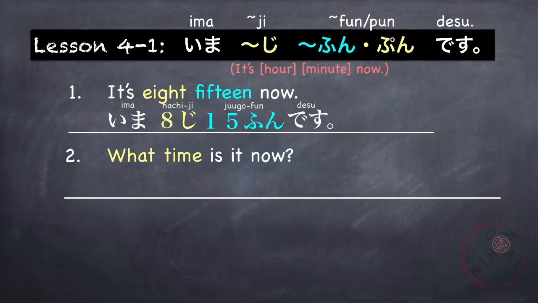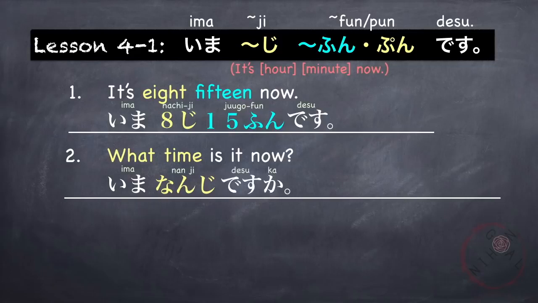Next is how to ask the time. What time is it, or what time is it now? First, we say the word now, 今. 何時. What time is 何時? Nan means what, and ji is the suffix for time, so 何時. 今何時ですか? Or simply 何時ですか? You can also say what minute or how many minutes by saying 何分.